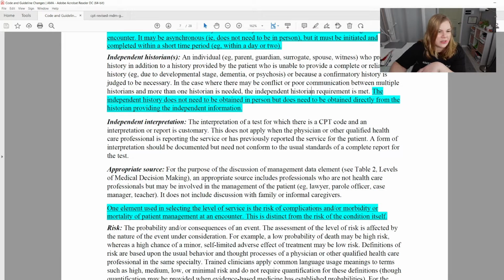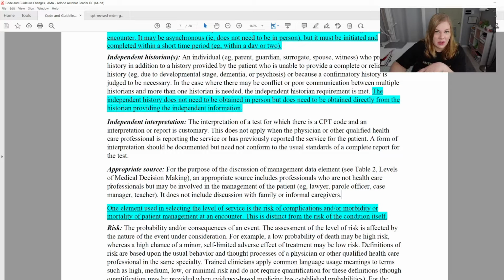So appropriate source, it says, for the purpose of the discussion of management data element, an appropriate source includes professionals who are not healthcare professionals, but may be involved in the management of the patient, someone like a lawyer, a parole officer, case manager, or a teacher. It does not include discussion with the family or informal caregivers. So appropriate source versus independent historian are 2 different concepts. An independent historian can be a parent, guardian, surrogate, spouse, witness, etc.